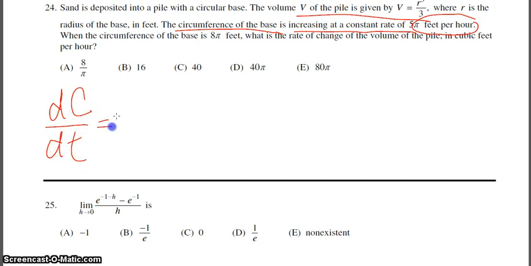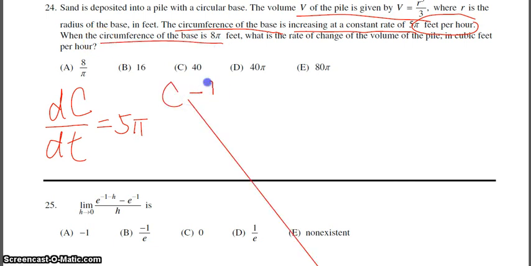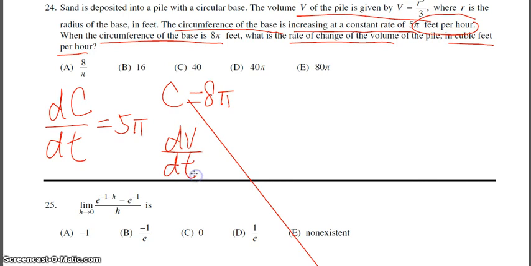dC/dt is equal to 5 pi. So this is what's given. They tell you when the circumference is 8 pi. So this is given, all right? And then they ask you what's the rate of change. They ask you what's dV with respect to, now look at the unit, time. See, they give you all that information.